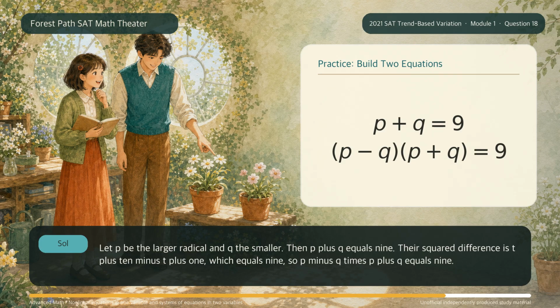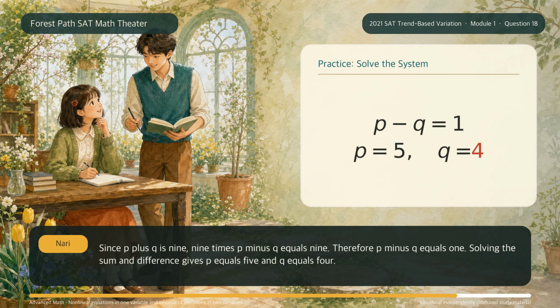Let p be the larger radical and q the smaller. Then p plus q equals 9. Their squared difference is t plus 10 minus t plus 1, which equals 9, so p minus q times p plus q equals 9. Since p plus q is 9, 9 times p minus q equals 9. Therefore, p minus q equals 1.